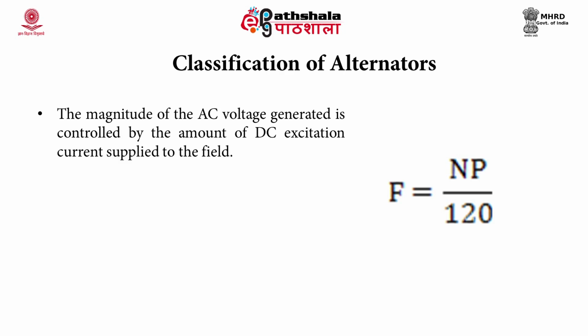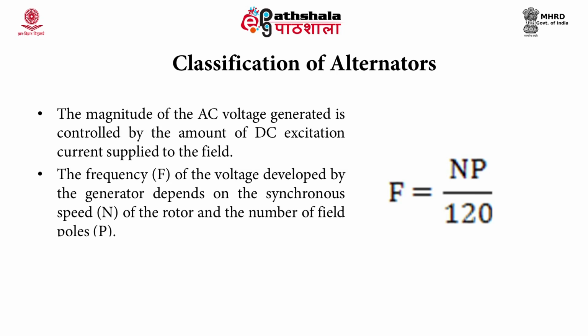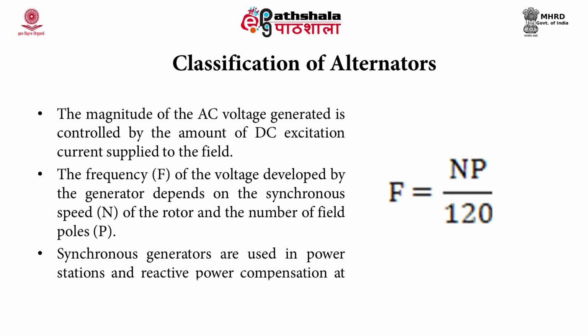The magnitude of the AC voltage generated is controlled by the amount of DC excitation current supplied to the field. The frequency F of the voltage developed by the generator depends on the synchronous speed, denoted by capital N, of the rotor and the number of field poles P. Then F is equal to NP by 120. Synchronous generators are used in power stations and reactive power compensation at grid stations.